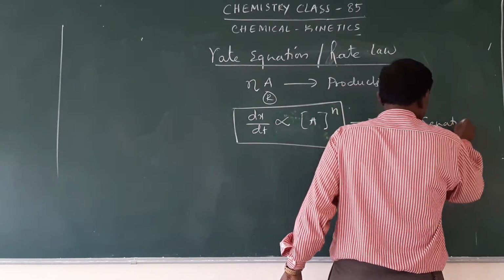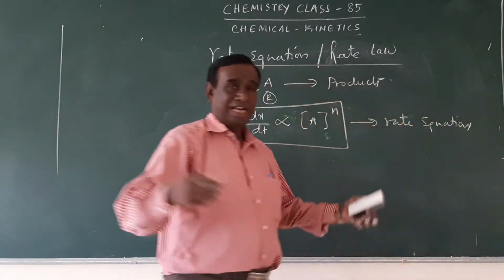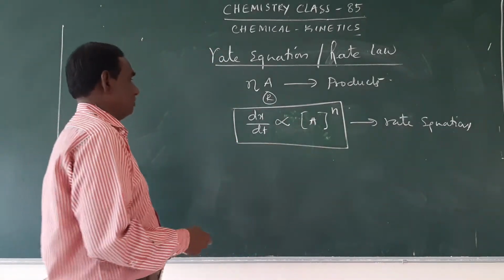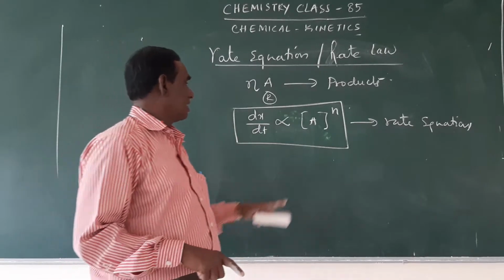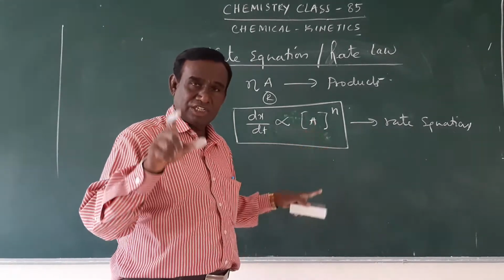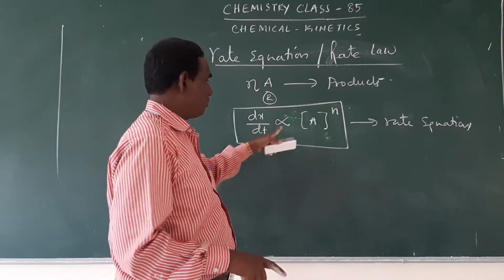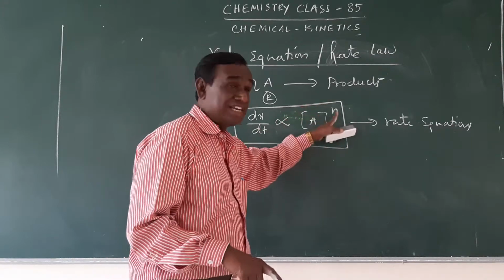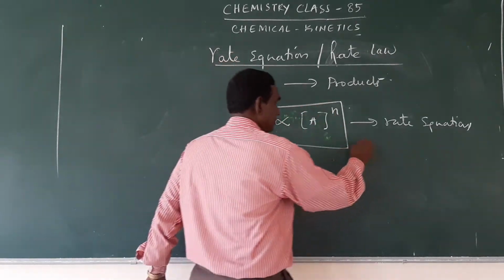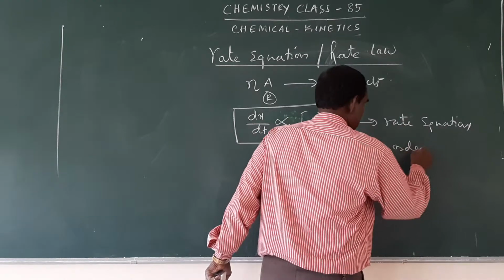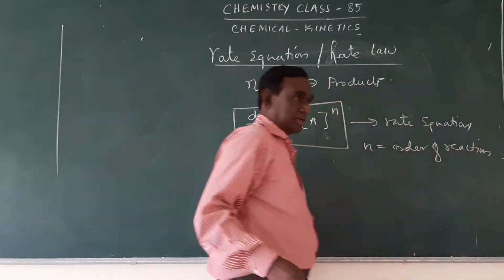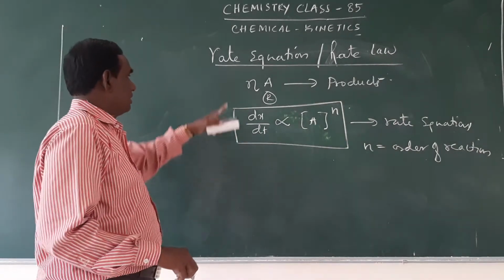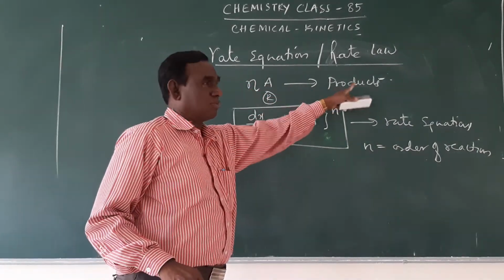So what are the things which relate with the rate equation? Here dx by dt is called the rate of chemical reaction. A is called the concentration of the reactant A. Of course it is a proportionality. This n is called the order of the reaction. Remember, one more new word came here. That means n number of A gives rise to products.